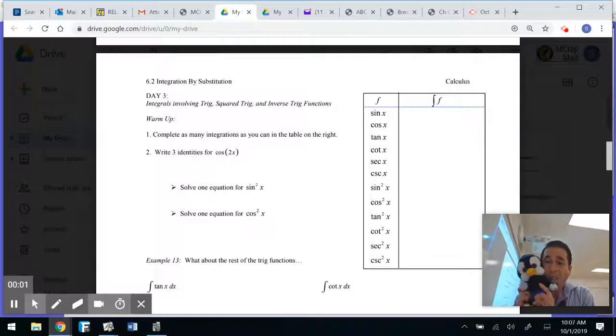What up, class? Part 3 of integration by substitution. Obviously, we got part 1, we got part 2, we got part 3. This is big time stuff. It's obviously really, really important, okay?